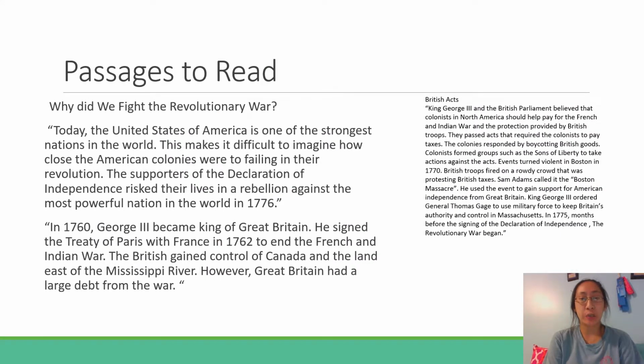Alright, we're going to read two passages, and the first I'm going to read it and then you're going to read it by yourself independently. Alright, so the first passage is called Why Did We Fight the Revolutionary War? Today, the United States of America is one of the strongest nations in the world. This makes it difficult to imagine how close the American colonies were to failing in their revolution. The supporters of the Declaration of Independence risked their lives in a rebellion against the most powerful nation in the world in 1776. In 1760, George III became King of Great Britain.